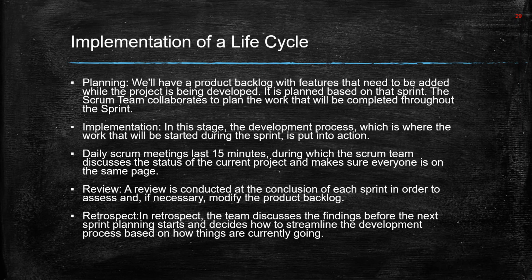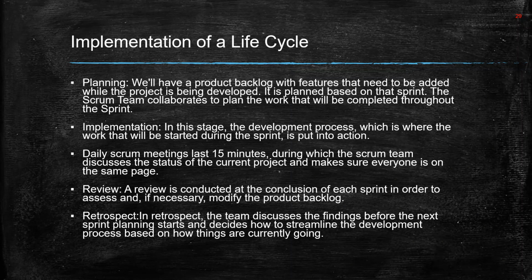Each team gathers to discuss what we need to do and what the next steps are to get a better output. And a review is conducted at the conclusion of each sprint in order to assess and, if necessary, modify the product backlog. And moving to the retrospective, the team discusses the final findings before the next sprint planning starts and decides how to streamline the development.